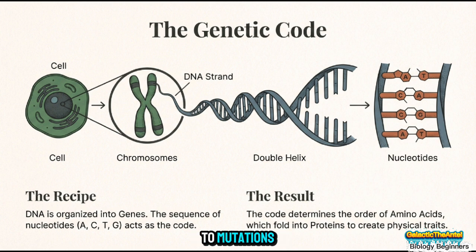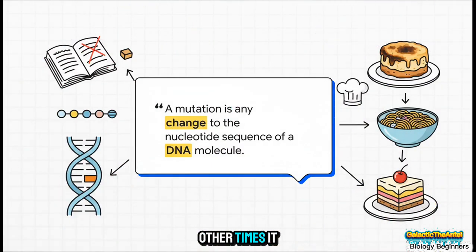Which brings us to mutations. What's a mutation? Well, it's basically a typo in the recipe. It's just a change in that sequence of DNA. Now, sometimes a typo doesn't really matter. It doesn't change the final dish at all. Other times it can be harmful. But what's really fascinating is that every once in a while, a typo can actually improve the recipe, leading to a brand new beneficial trait.